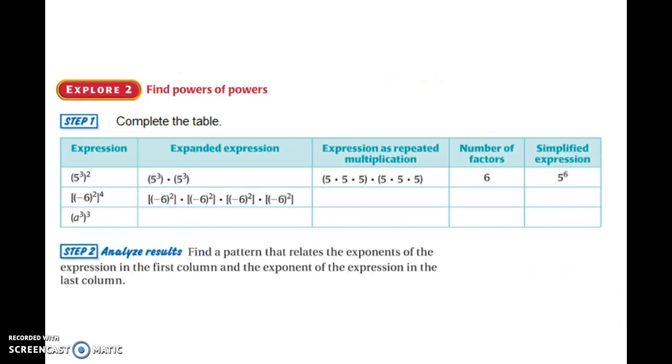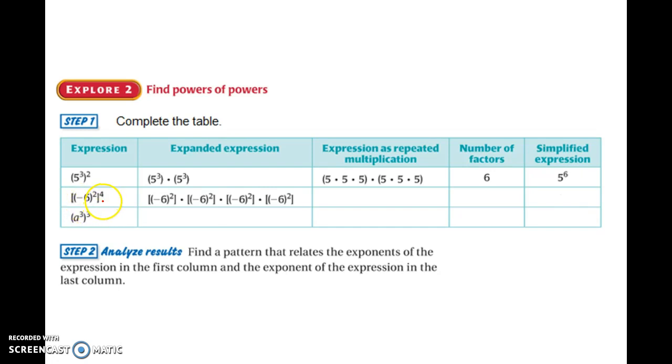This next one looks at finding powers of powers. So instead of just multiplying exponents together, we're actually multiplying an exponent and taking it to another power. So if we look at the first example, this is read as 5 to the 3rd to the 2nd power, which if we expand it would be 5 to the 3rd times 5 to the 3rd. We can rewrite that into all repeated multiplication, which is written here, and we realize we have 6 factors. So this would be simplified down to 5 to the 6th power.